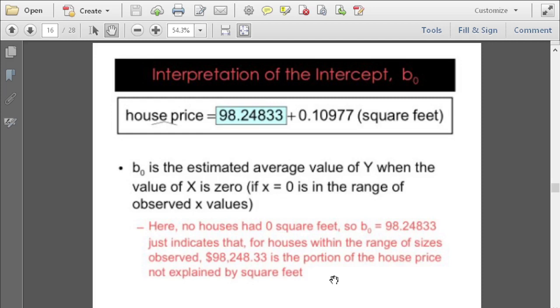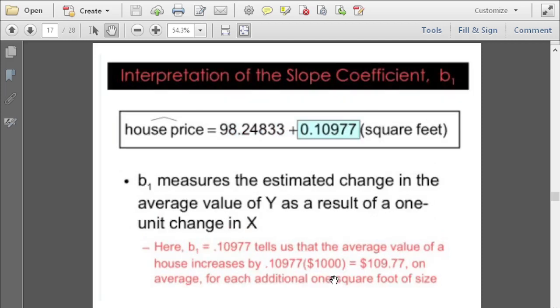Okay. For houses within the range of sizes observed, is the portion of the house price then explained by square feet. Na siya, guys. So, you can have your explanation this way. And then for the model, so this is what we call model. House price is equal to 98.24833 plus 0.10977 square feet.